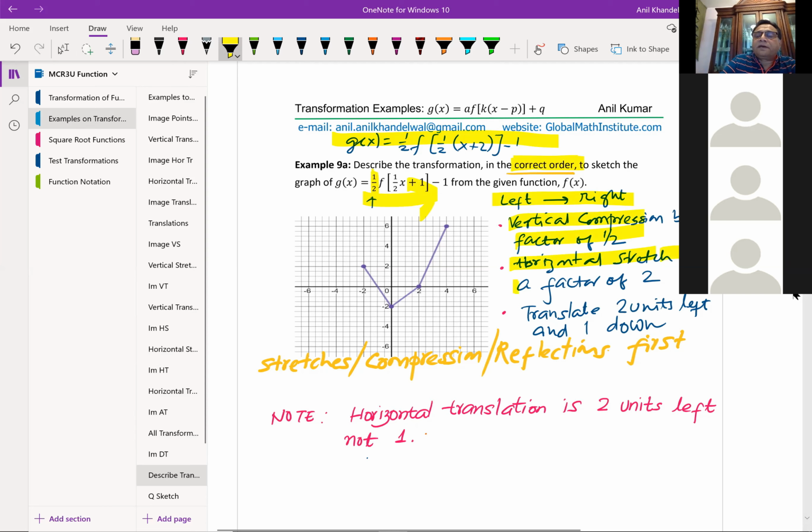Horizontally stretched by a factor of 2, and then translate. So when you write translate, you can combine both the things. You can translate 2 units left and 1 down. You can combine them, okay? So that is how you're going to get it.